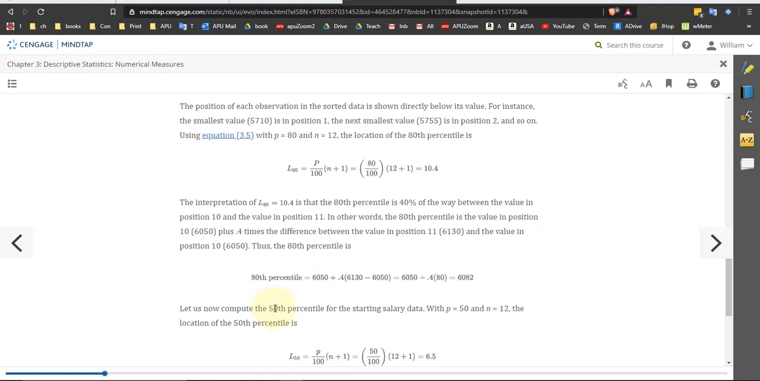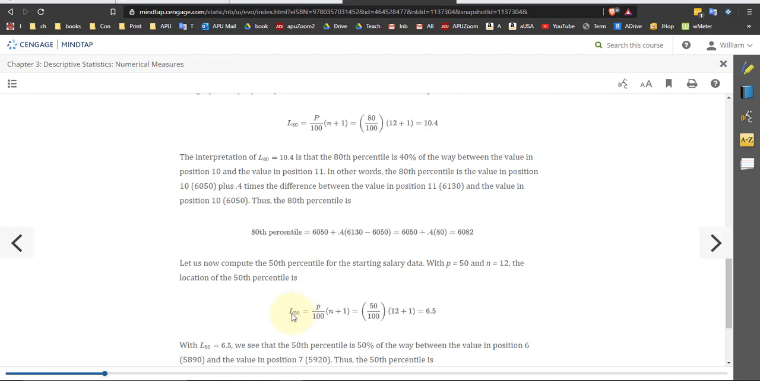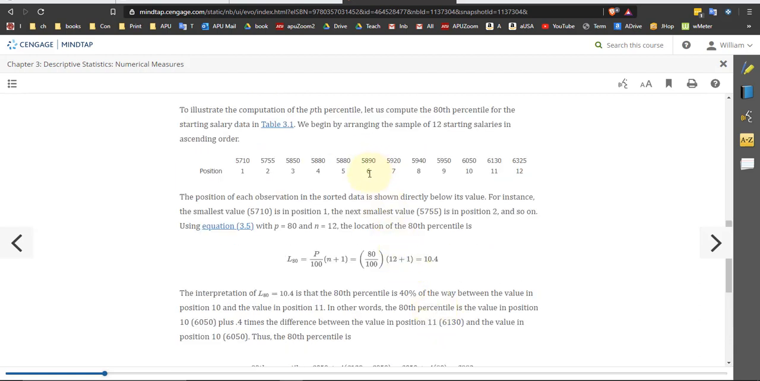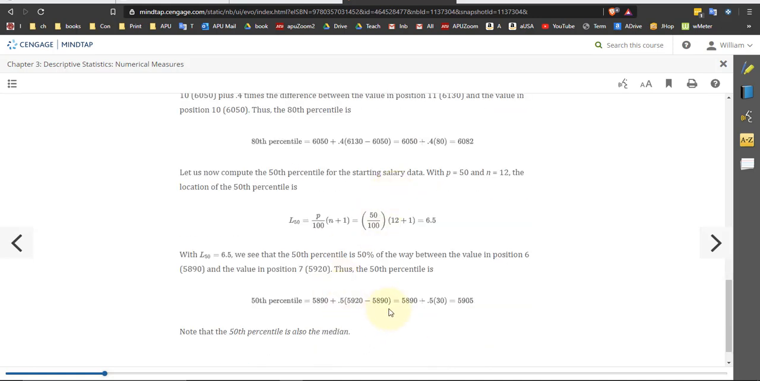Okay, let's try it again. Let's try it for the 50th percentile score, which we also know to be the median. We want to find the location of the 50th percentile. So we put in 50 here, and this is again 12 plus 1. So we get 0.5 times 13, which is 6.5. Going back up to here, 6 is here, 7 is here, so it's halfway between here and here. And so we just figure out what's halfway between these two, and that's going to be the answer. You can do the calculation like this. And we can also, as we said, note that the 50th percentile is also the median.